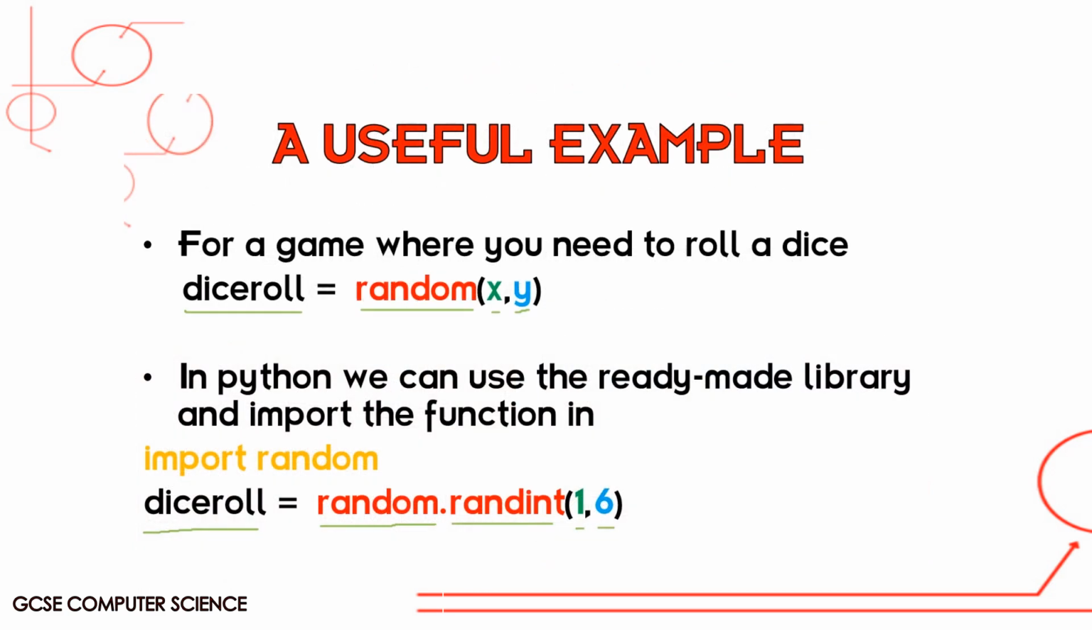A useful example that you might be familiar with is for a game when you need to roll a dice. dice roll equals random(x, y) would be a simple program that would pass two parameters in, the start value and the top value, and it will literally call a random number. Now in Python we can use the ready-made library and import the function in. So when we import random, we can use the random library. dice roll equals random.randint, so it's going to create a random integer between 1 and 6.